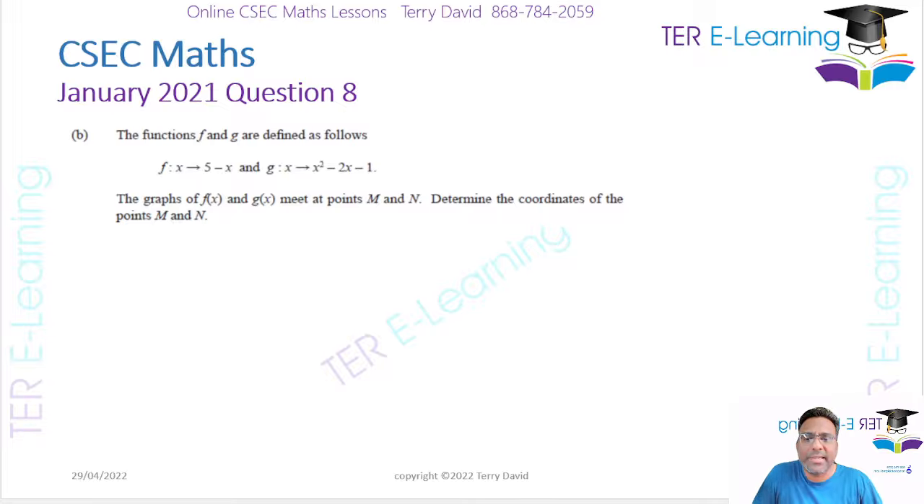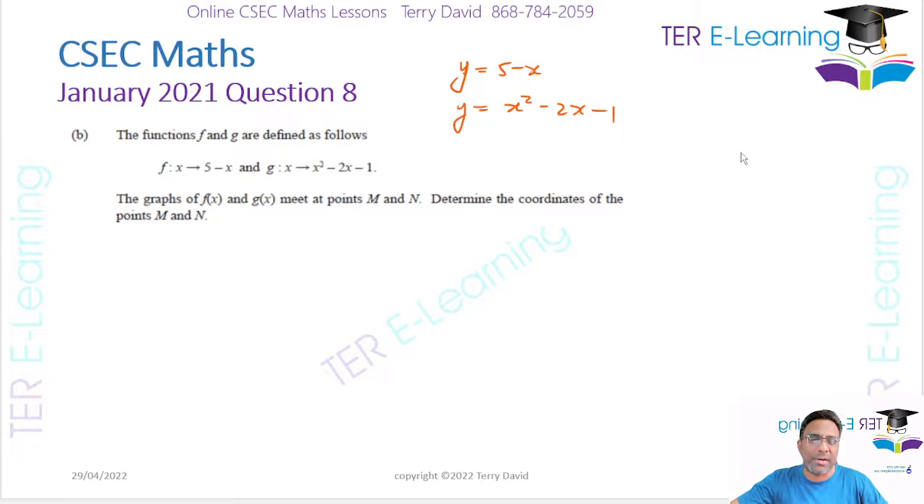Now the next thing that we need to work out here, they have two functions, right? They have f of x is equal to 5 minus x, and g of x is x squared minus 2x minus 1. These two graphs meet at points M and N, determine the coordinates of M and N. Now this one here, the first one, y is equal to 5 minus x, that's a straight line, and the other one, y is equal to x squared minus 2x minus 1, that's a quadratic.